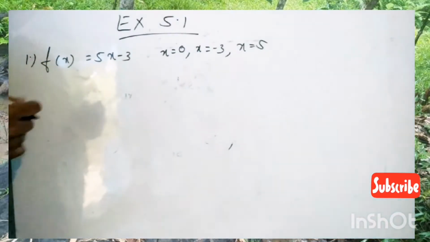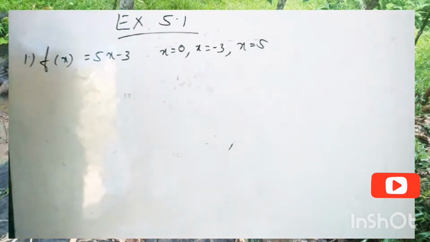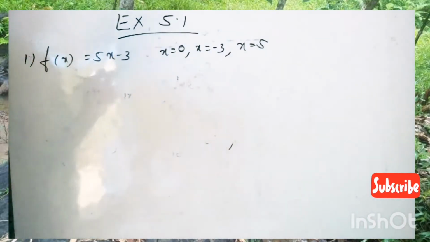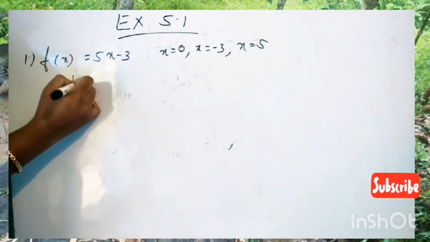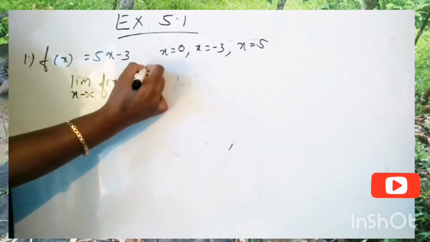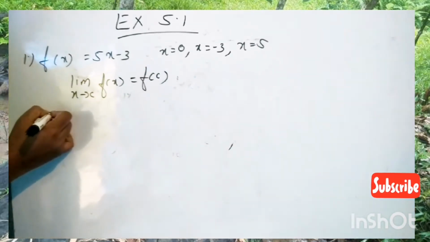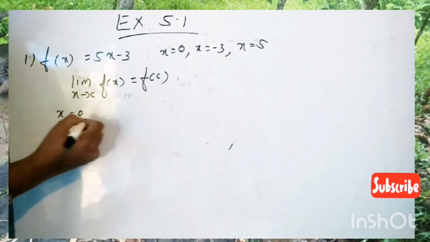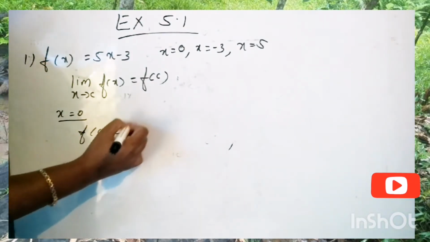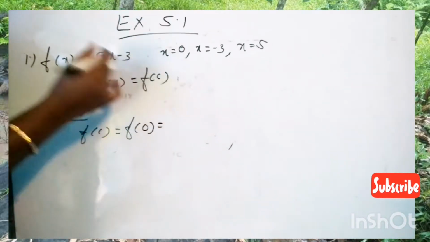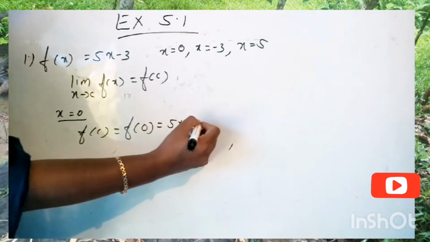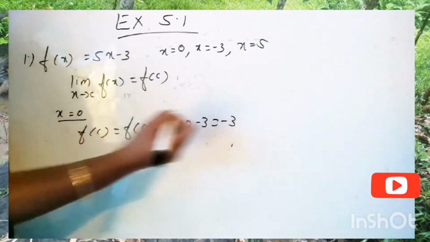So, the first case, the value of c is 0. We need to check the continuity at 0. We need to check whether limit x tends to c, f of x is equal to f of c. So, first case, x is equal to 0. The value of c is 0. So, f of c is equal to f of 0, just put x is equal to 0 in this. We will get 5 into 0 minus 3 is equal to minus 3.